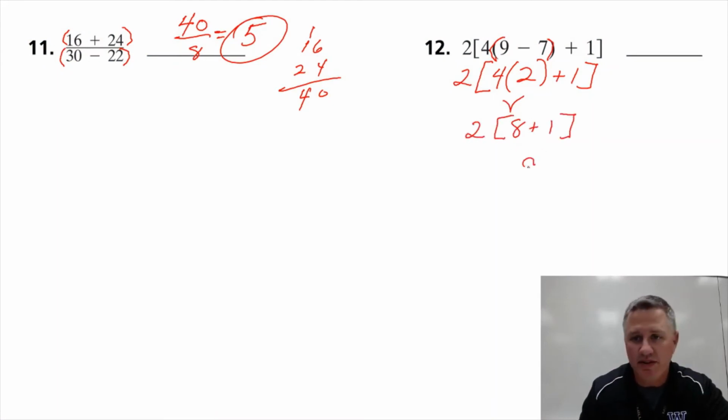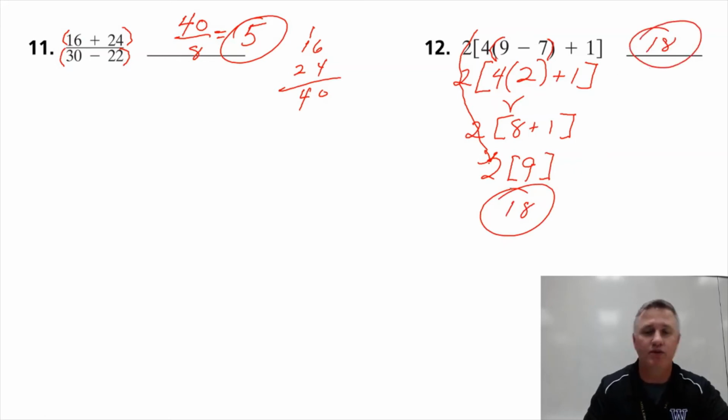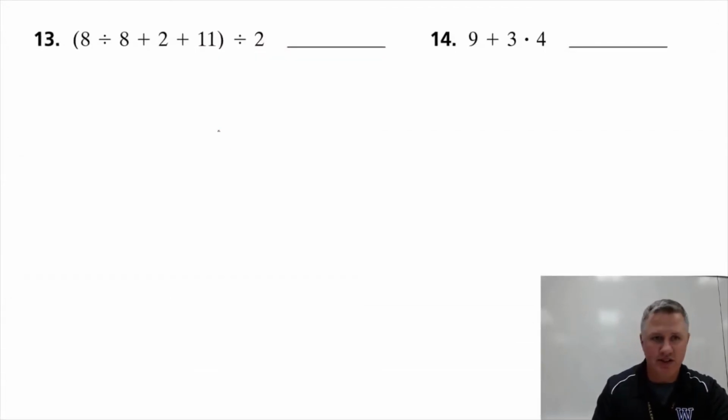8 plus 1 is 9. And then I realize that that 2 hangs out the entire way, just waiting to be multiplied by what I get inside. So 2 times 9 is, finally, 18. Okay? And if you don't show all your work, you might be tempted to multiply by 2 early, but realize that comes last. All right, 13, here we go.